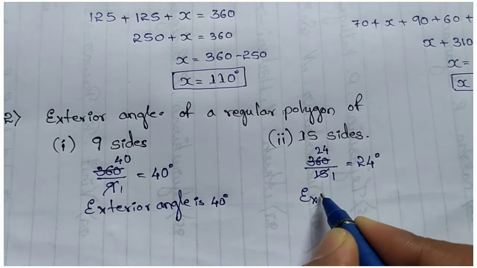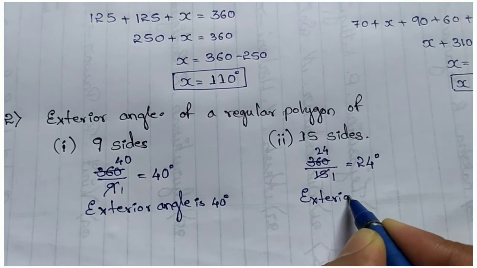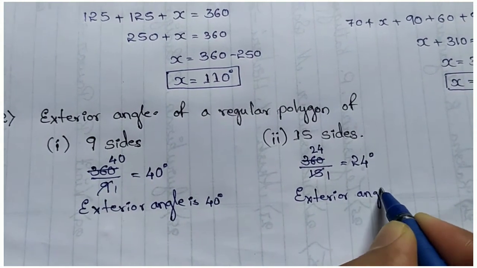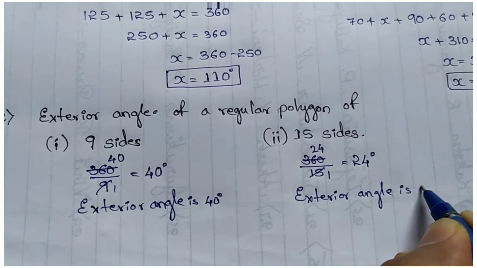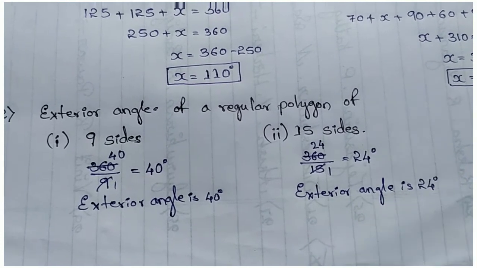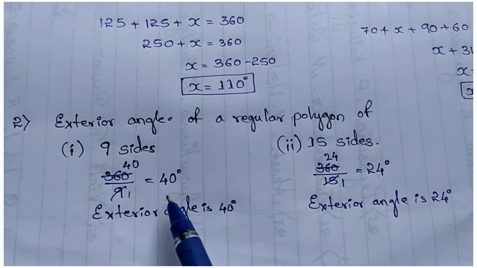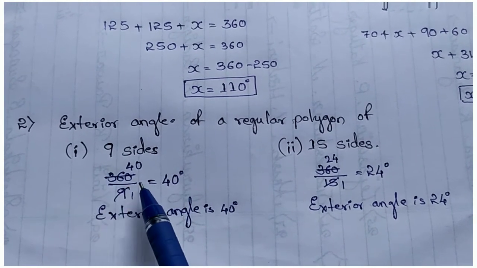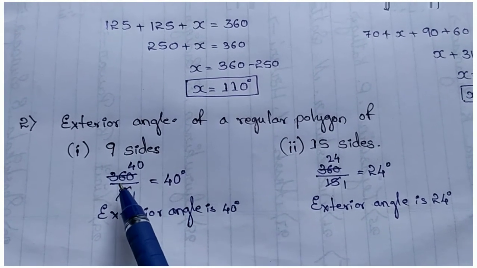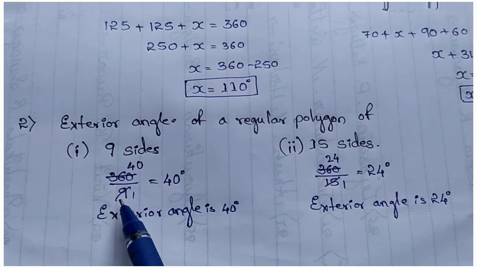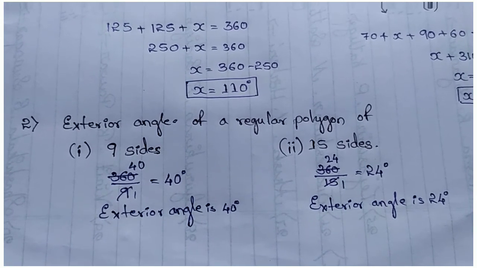So here also you have to write exterior angle is 24 degrees. Understood how to find the angle when they give the sides? You just have to divide 360 by the given number of sides.